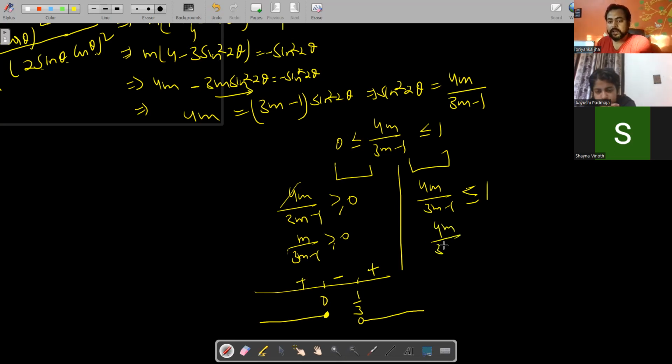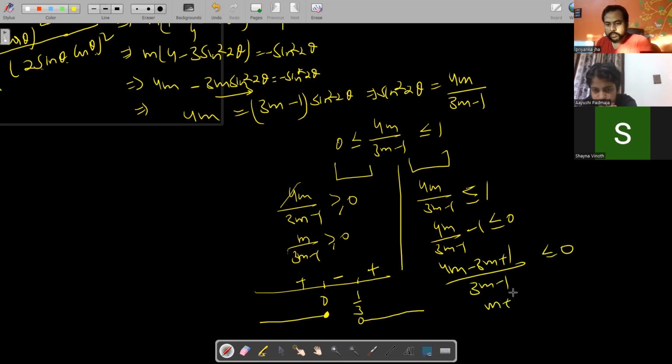While solving inequalities, bring all the terms to one side. So let's bring 1 to the left side. You have to create 0 on either the left side or the right side. Then take LCM: 4m minus 3m plus 1 upon 3m minus 1 less than or equal to 0. See, this is m plus 1 upon 3m minus 1 less than or equal to 0. Again, you have to apply the wavy curve method. m equal to minus 1, m equal to 1 by 3.